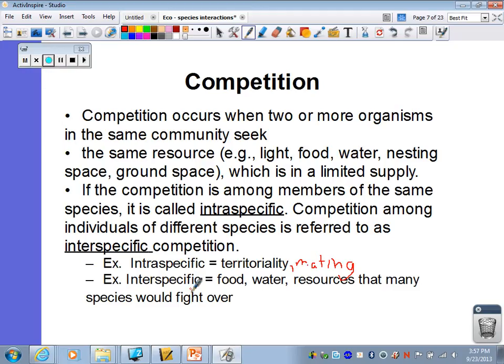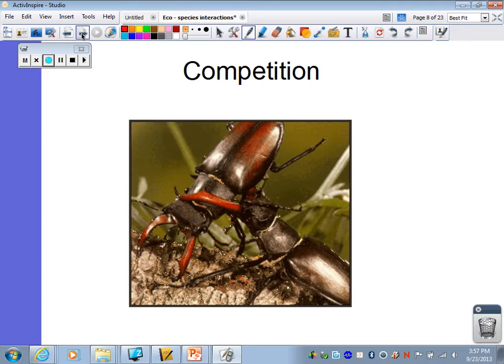Interspecific is going to be between different species. So maybe they're fighting over food sources, water, and any other resources that many species would fight over. Okay, so between different species, there's competition.